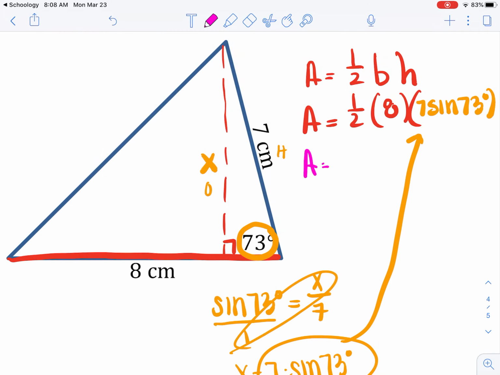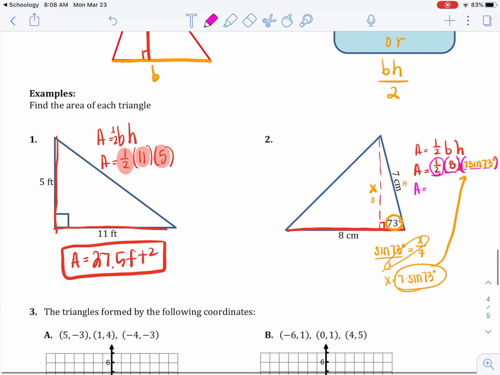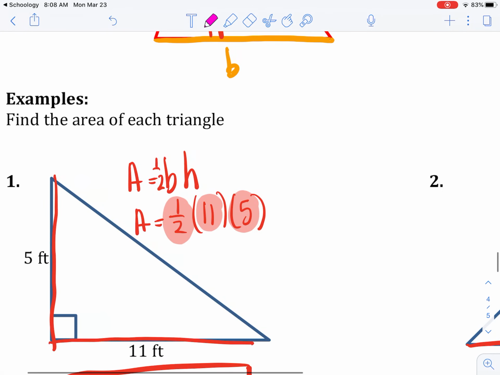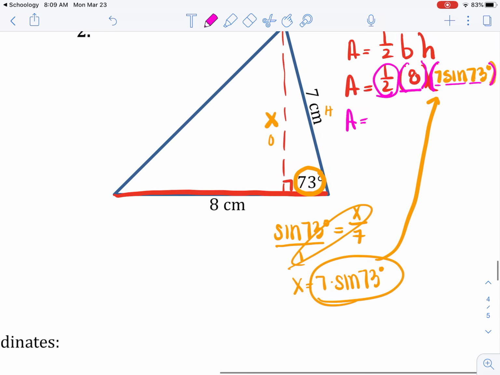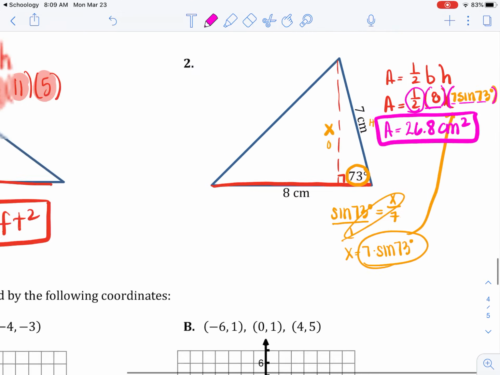All right, now I'll pick up my calculator. In my calculator, I'm going to hit 0.5 instead of 1/2 times 8. So I should be using parentheses when I say times here. Parentheses, 7 sine 73, close the parentheses, enter. Does it give me rounding directions? No, but on my answer key it says round to the nearest tenth if necessary, so 10th place. So that is going to be 26.8 centimeters squared.